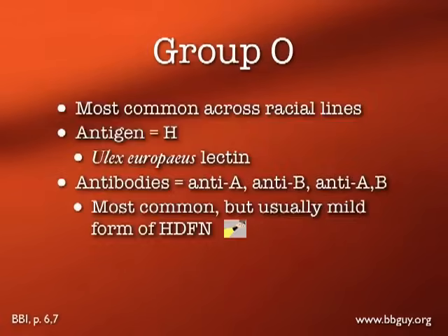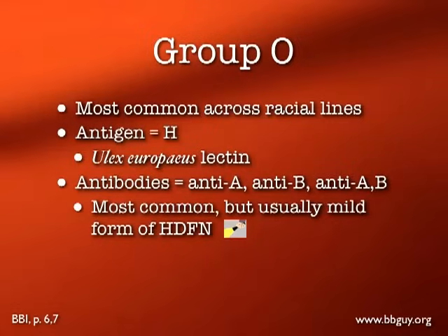All right, let's talk a little bit about the specific blood groups in the ABO blood group system. Blood group O, first, is the most common blood group across all racial lines. We've already mentioned that. The antigen on its surface is only the H antigen. Remember, if you don't make A or B, you're left with H. You can tell a blood group O by using Ulex europaeus lectin. Ulex reacts against cells that have a lot of H, so not just blood group O, but obviously it would react against blood group O.